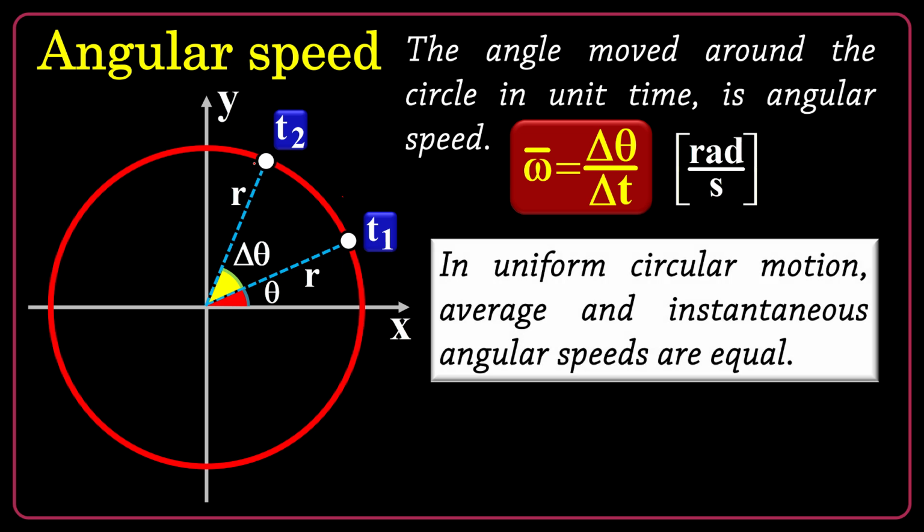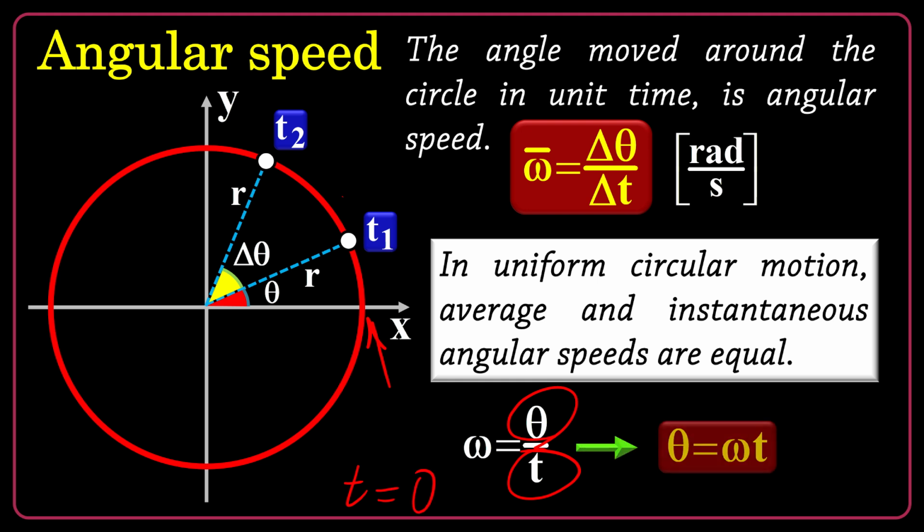So in uniform circular motion, average and instantaneous angular speeds are equal. The reason is that the object is actually traveling for similar delta theta in similar time intervals. So we can get rid of the bar sign on top. And to simplify, we can say the object starts from here, from the origin, and so delta theta is theta. And here delta t is t if we start our stopwatch from 0. So we rearrange the equation and write it as theta equals omega t.